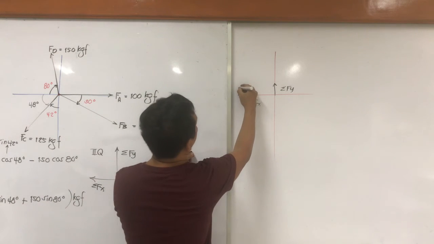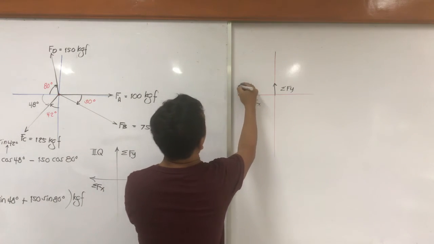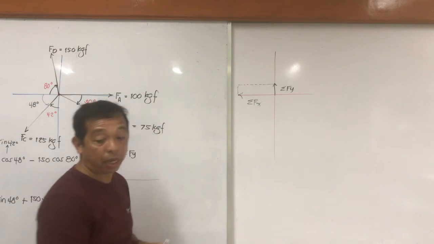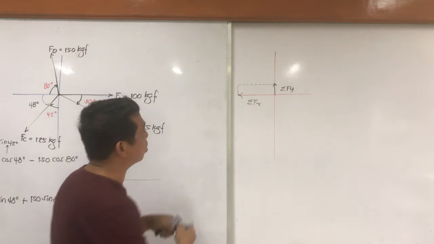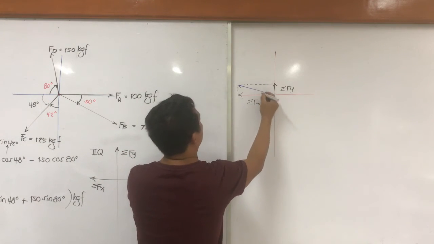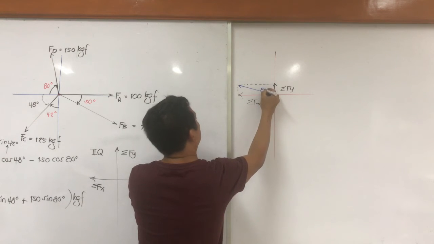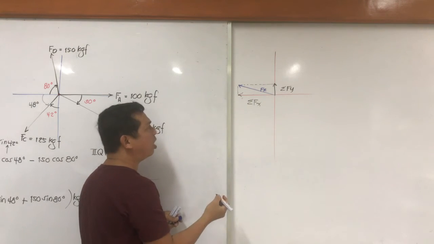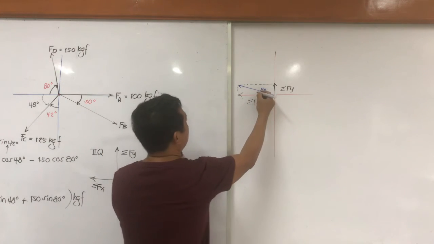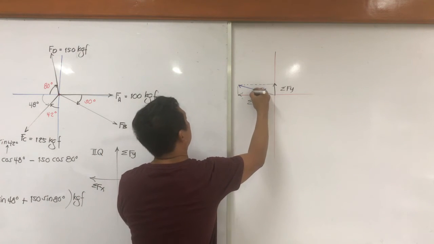Tapos gagawa natin siya ng parallelogram para malaman natin kung saan nakalagay yung resultant. Yung resultant mismo na. So, yan yung resultant. Yan yung ating FR. Now, pwede natin kunin yung nakadikit sa X o nakadikit sa Y. Pangalanan lang natin kung nakadikit sa X, tawagin lang natin alpha ulit.